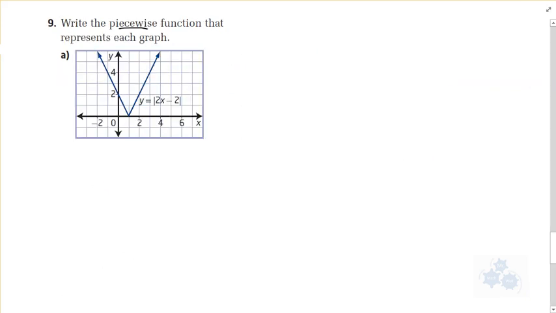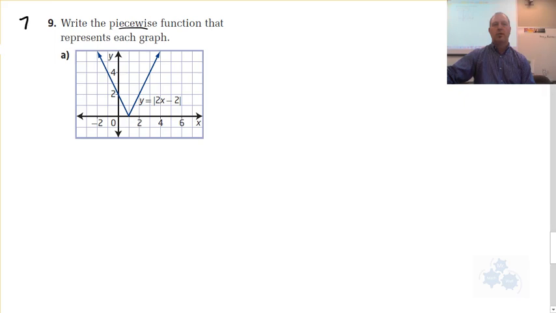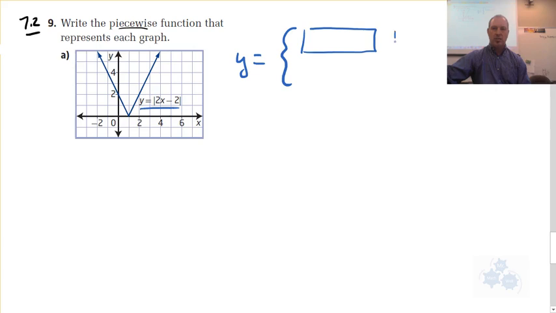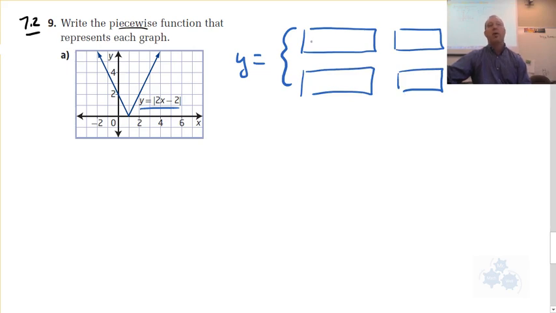Look at number 9 on 7.2. This is 7.2, number 9, and it says write the piecewise function that represents each graph. So remember, when we have an absolute value, there's going to be some function that represents part of the domain and another function that represents another part of the domain. One of these will be positive and one of these will be the negative version. One of these is the negative, one of these is the positive.